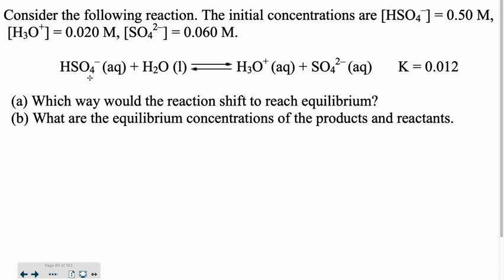So here we have HSO4 minus, we have H2O liquid. Remember, liquids and solids are left out of the equilibrium expression because their concentrations remain constant. What they've done here is that they gave you the concentration of HSO4 minus. These are the initial concentrations. They give you the concentration of H3O plus, and they give you a concentration of SO4 2 minus. So let me just write those here.